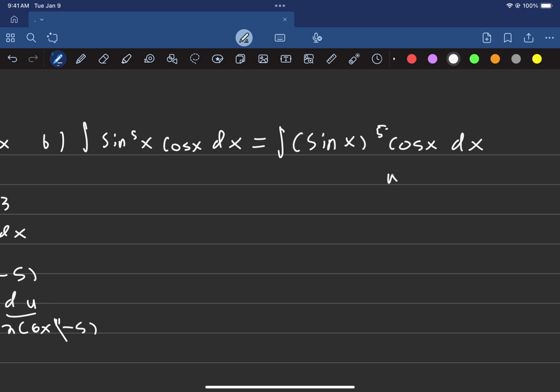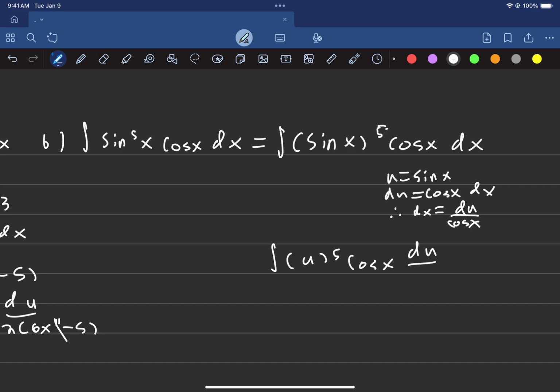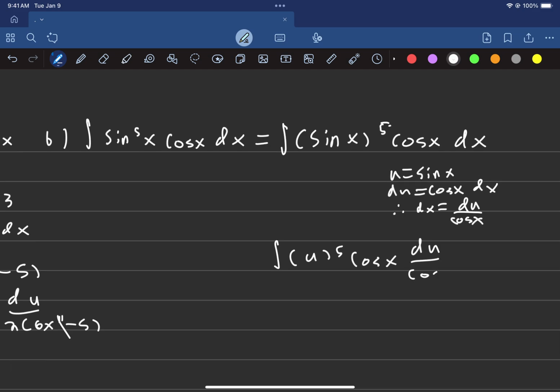So from here we could recognize that u should be sine of x. And then du is equal to cosine of x dx. Therefore, dx is equal to du over cosine of x. Sorry if that isn't too good of a d, guys. So let's plug this back into our integral. So we have the integral of u to the power of 5 times cosine of x, with respect to u over cosine of x. So we'll see that these two, of course, cancel out.